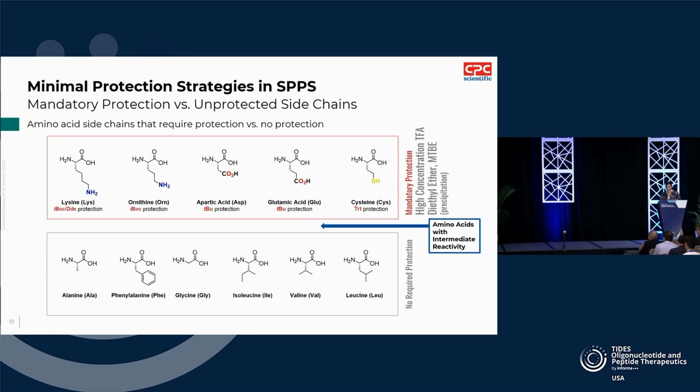And then you have the aliphatic amino acids. This group on the bottom has no reactive functional groups, so they don't require any side chain protection. And then you have an entire group, which is what our focus will be on today, of amino acids that have intermediate reactivity. Those can often be left unprotected, but under the appropriate synthesis conditions and cleavage conditions.